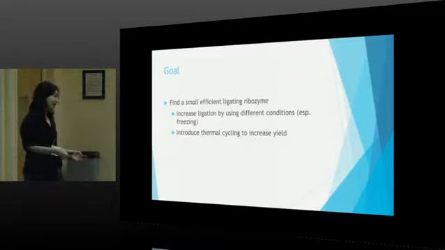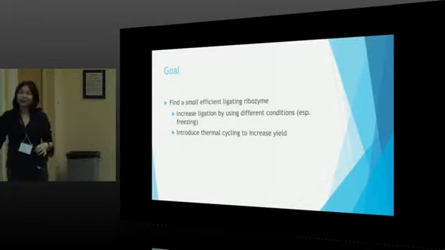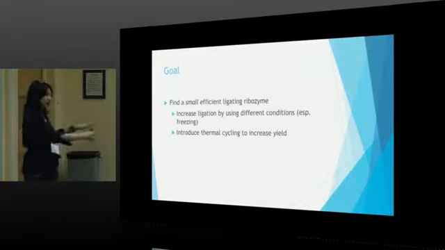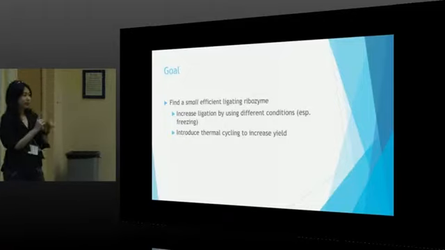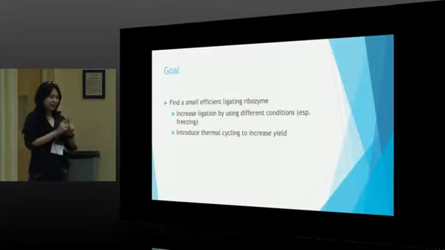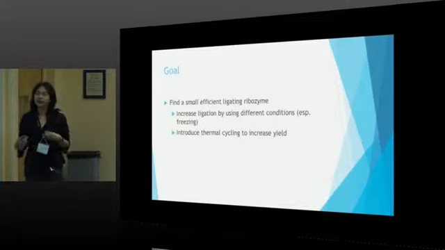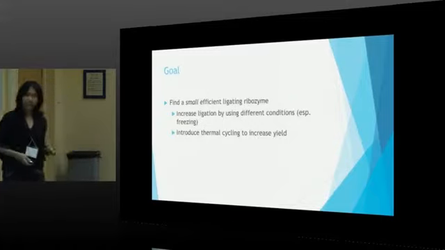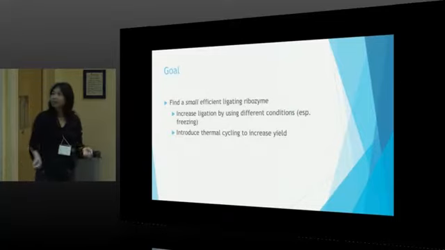And why ligation? Well, if you're going to talk about origin of life studies, you want to try to generate more complex products. So your products should be more complex than your starting material. And that's what ligation is. Ligation is taking two pieces of RNA and ligating them into one, more complex product. So I want to increase ligation in a ribozyme, and I want to try using different conditions, particularly by freezing. And then I want to increase that yield by introducing thermal cycling or freeze-thaw cycles.